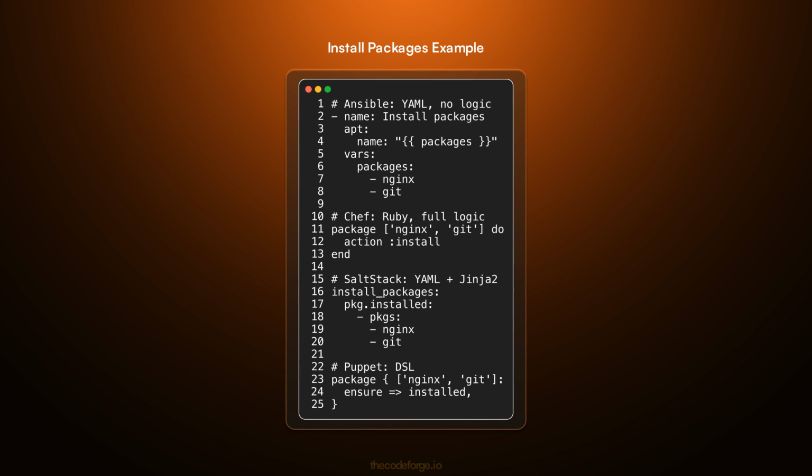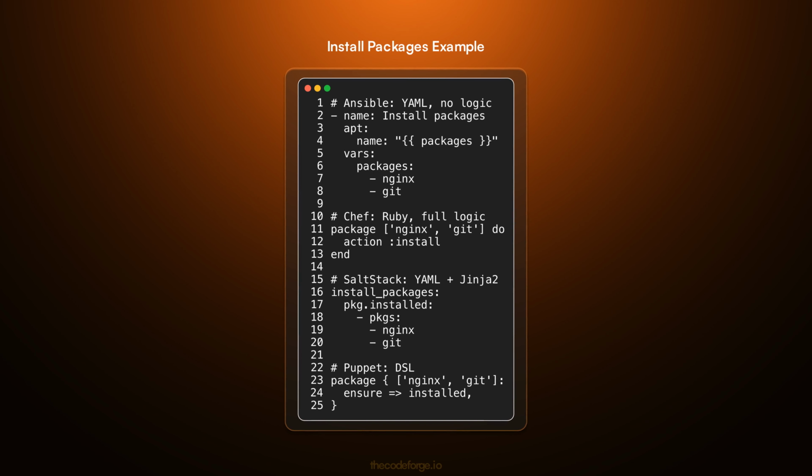All 4 examples install Nginx and Git. Notice the syntax differences. Ansible is pure YAML, Chef uses Ruby blocks, SaltStack uses YAML with a state name, and Puppet uses its own DSL.